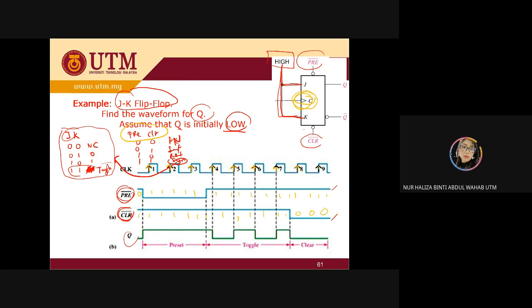This is a positive clock. And let's take a look into the input of pre and clear. Pre is 0, 1. 0, 1 is set. Initial is 0. From 0, I'm going to go to the set.